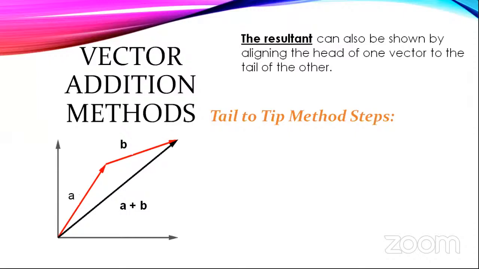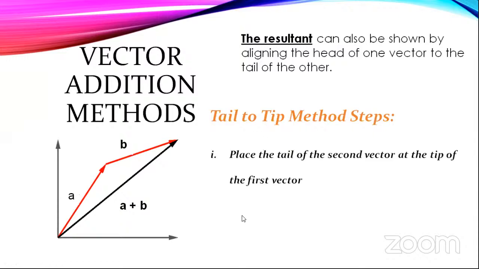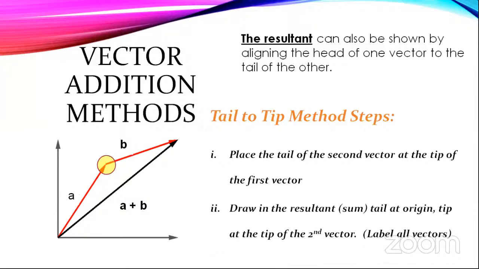So when we're talking about the addition of vectors, here are some tips we want to share with you. Even when we're looking at the tips here, guys, we want you to really look at the image that we have. One, place the tail of the second vector at the tip of the first vector. Two, draw in the resultant. That's the sum. Tail at the origin, tip at the tip of the second vector.